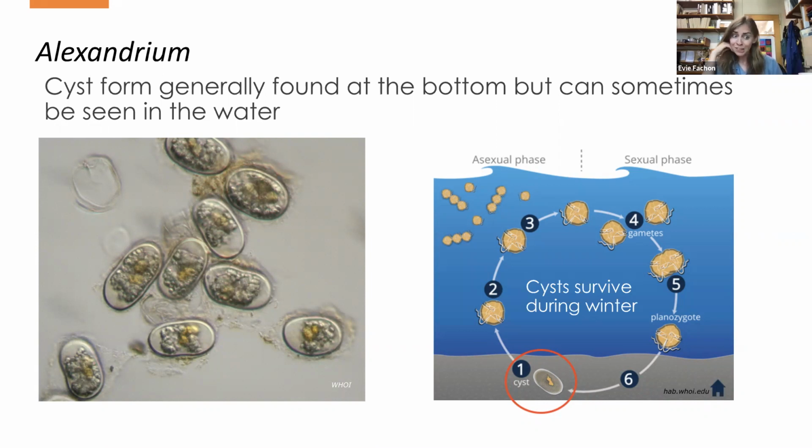And the reason that I'm mentioning this is that we've actually sometimes seen these cysts in our water samples. And so what they look like are these sort of pill-shaped oblong cells, and they can be on their own or in clumps. They sometimes have a little mucus around them, and we see them generally in like the late summer. So just keep an eye out when you're looking at your water samples, because there might be some of these in there as well.